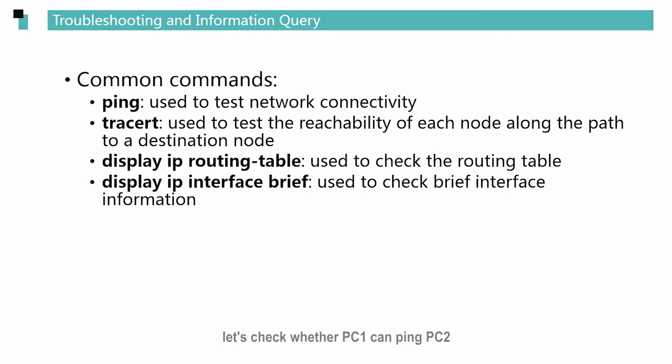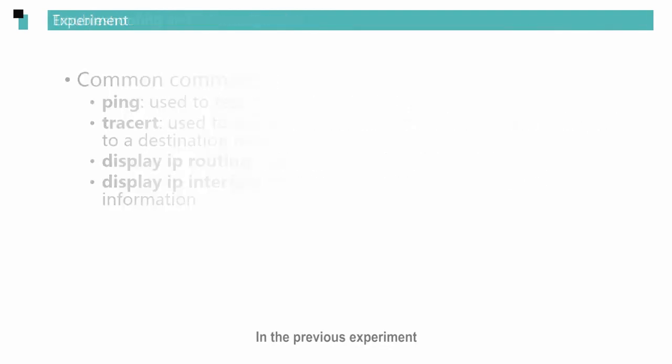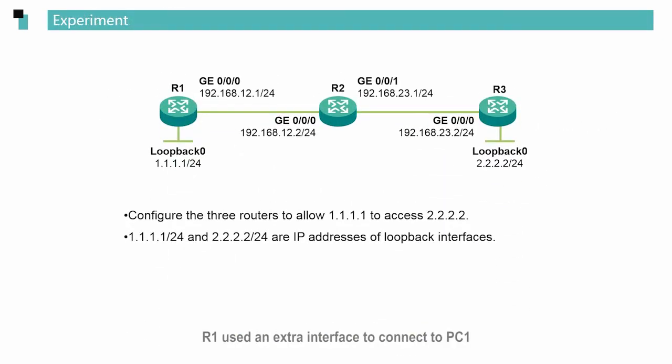Now, let's check whether PC1 can ping PC2. As we can see, the ping succeeds. In the previous experiment, R1 used an extra interface to connect to PC1. If R1 does not have such an interface and we still need to conduct that experiment, we can configure a loopback interface on R1.